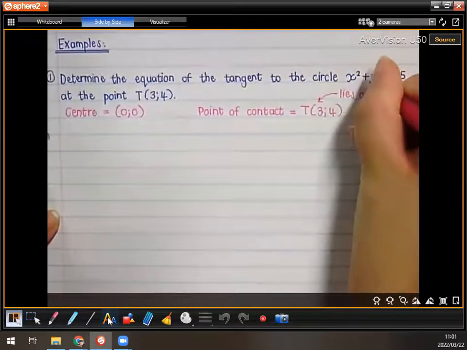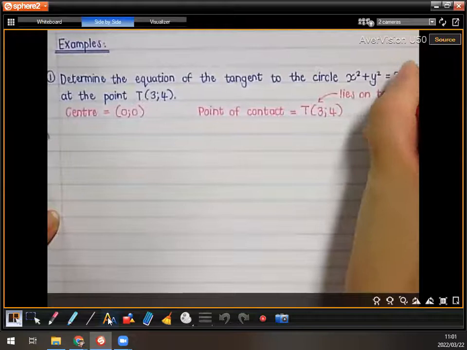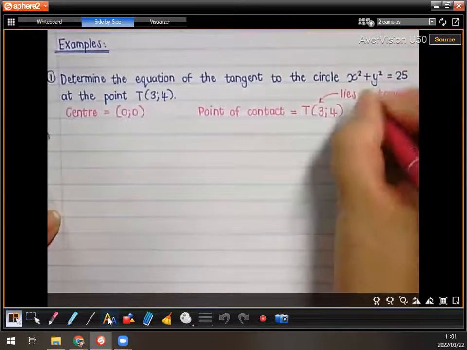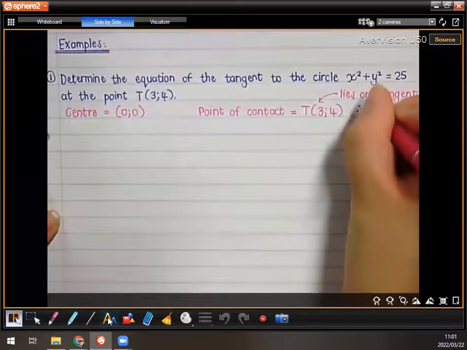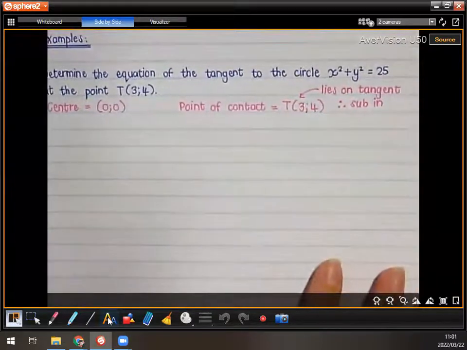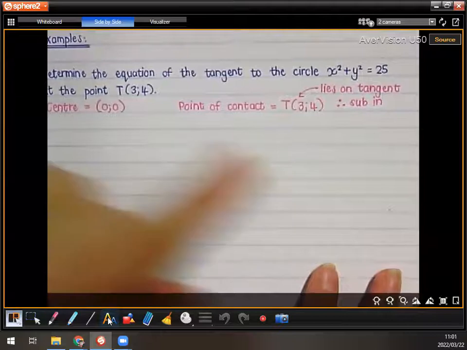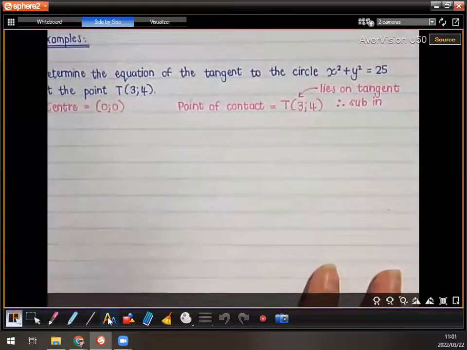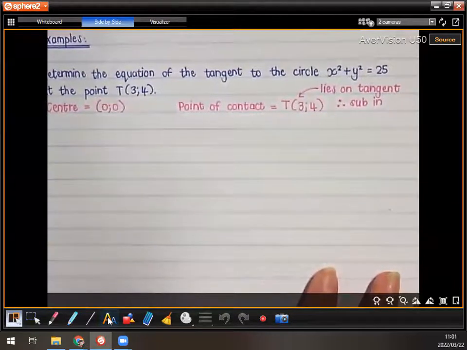Lies on tangent, therefore sub in. So we're not going to do that yet. Before we can sub in, we first need to find the gradient, but it's important that we do that. A lot of people sub in the center of the circle when they're trying to find the tangent, but you can't do that. You have to sub in the point of contact.